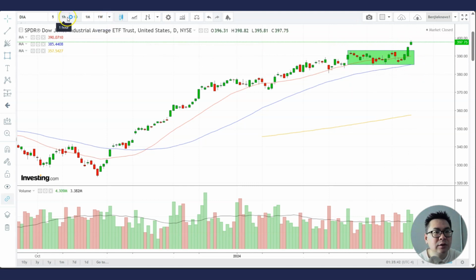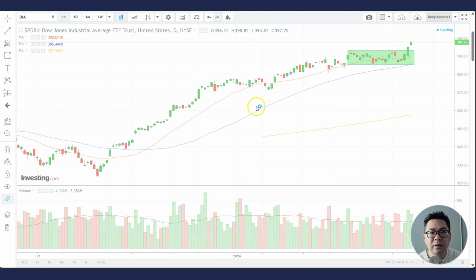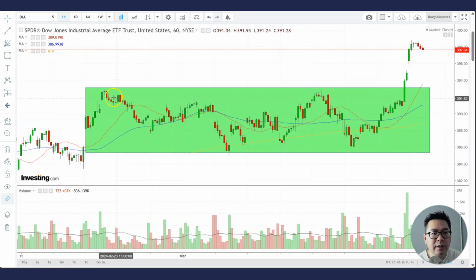Let's switch to the hourly chart so that you can see a bit clearer. Consolidation, but recently it just broke out, and when it breaks out, the top here will be a support area. As long as the support area holds, you should continue to have a bullish bias on the Dow. It might correct, and this might present a buying opportunity as well.